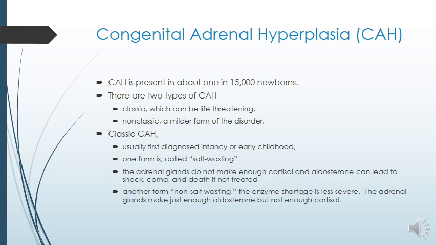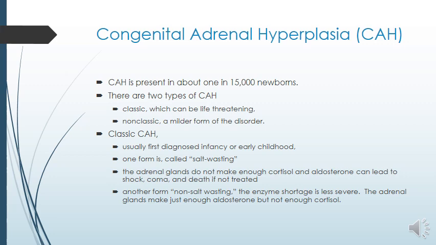Congenital adrenal hyperplasia, CAH, is present in about 1 in every 15,000 newborns. There are 2 types of this disease, the classic form, which can be life-threatening, and the non-classic, which is a milder form of the disorder. If we look at the classic form, it's usually diagnosed in infancy or early childhood, and one form of this classic disease is called the salt wasting form, referring to the fact that the body has trouble keeping the right amount of salt in the blood.